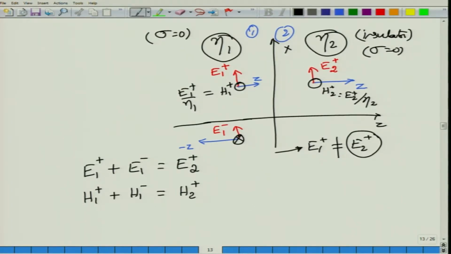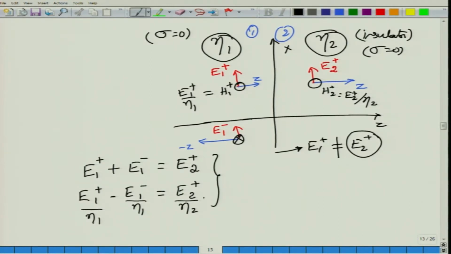So, no surface current density, and replacing H1 plus and H1 minus as well as H2 plus respectively with appropriate values of E1 plus by eta 1, E1 minus by eta 1, and the direction of the magnetic field is of course along the minus y direction, therefore there will be a minus sign here, and then you have E2 plus divided by eta 2. Please remember that H will be E divided by the medium impedance eta 2.